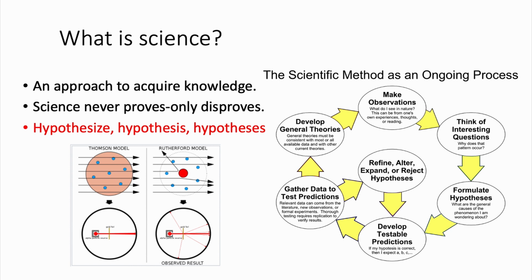Before we get into them, we need to learn what science is, right? Because we're studying environmental science, we need to know what science is. So science is an approach to acquire knowledge. Science, this discipline of science, very important fact, is that it never proves anything. It only disproves. And that's kind of an interesting idea, and it's something we need to completely understand.